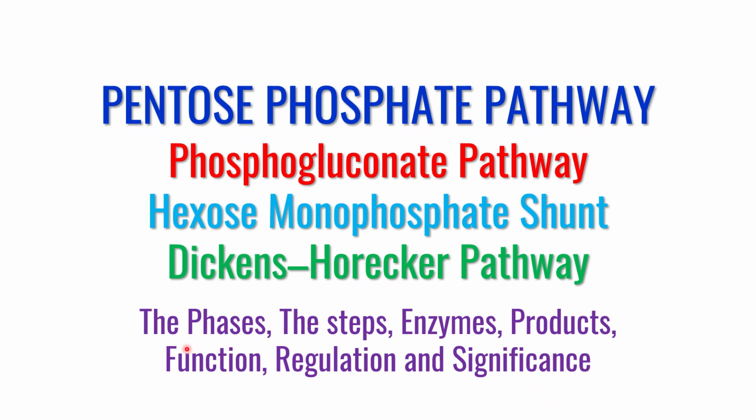Welcome to this very interesting and important topic in carbohydrate metabolism, which is known as the pentose phosphate pathway. There are other alternative names for this pathway also, based on the product or compounds formed in this pathway, such as phosphogluconate pathway, Hexose Monophosphate Shunt or HMP Shunt, or Dickens-Horecker pathway after the name of its discoverer. In this video, I will discuss the phases, the steps, enzymes, products, functions, and significance of this pathway.